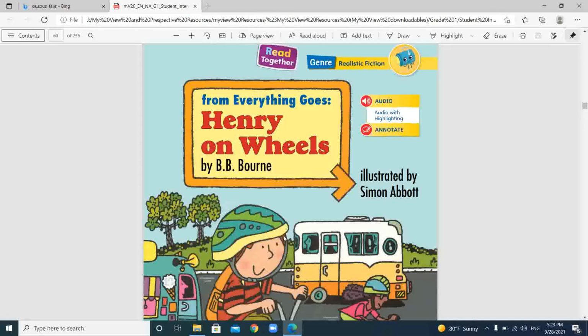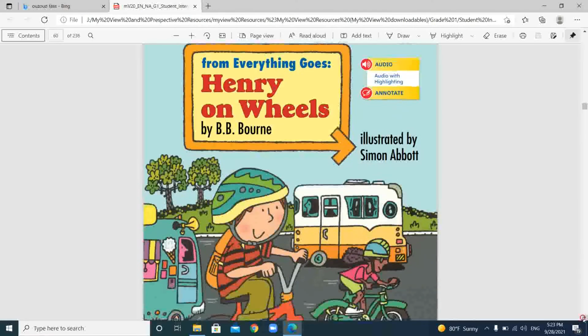Okay, we also mentioned this during last week and this week. If I say by, and then you see this is the author's name. The author is the person who wrote the story. Alright? Next, we have illustrated by. Illustrated by Simon Abbott. Illustrated means the person who drew the pictures. So, on the cover of the book, you'll see 3 important things. The name or the title of the story, the name of the author, the person who wrote the story, and the illustrator. The illustrator is the person who drew the pictures to help you understand the story better.